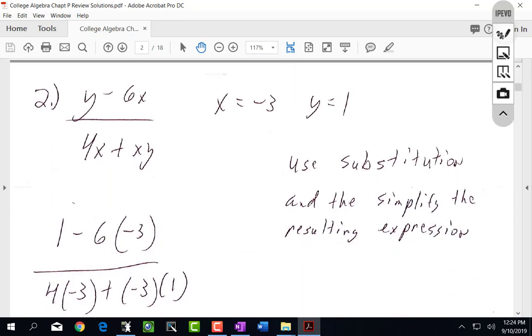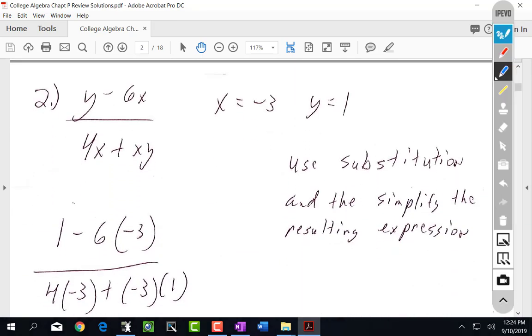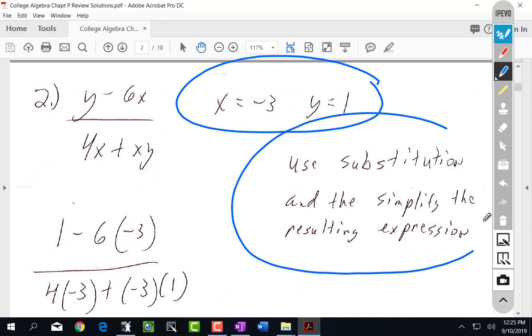On number 2, they give us this algebraic expression. It says we've got y minus 6x all over 4x plus xy. It says evaluate the algebraic expression for the given values of the variables. And then it gives us these two values that it wants us to evaluate it for: x equals -3 and y equals 1. We're just going to use substitution and then simplify the resulting expression.